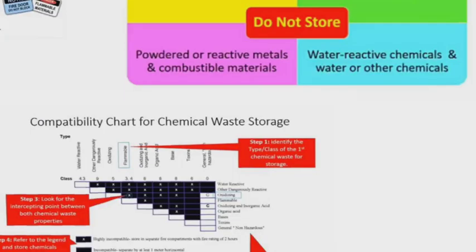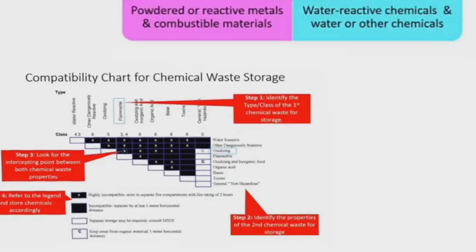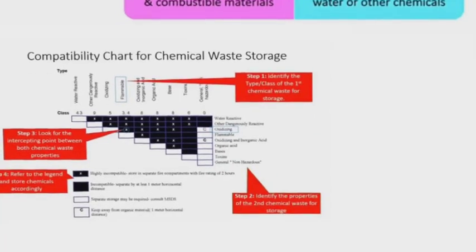The first step is to identify the class of the first chemical waste for disposal, and the second is to identify the properties of the second chemical waste for storage. Third, look for the intersecting point between the chemical waste properties, and fourth, refer to the legend and store chemicals accordingly.